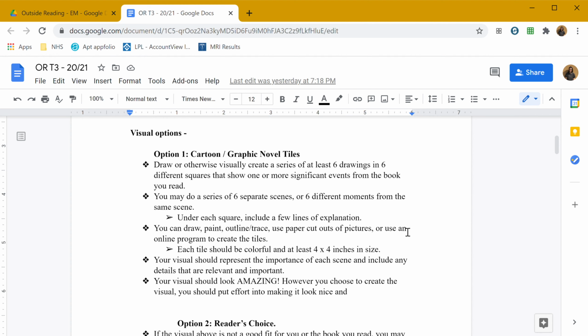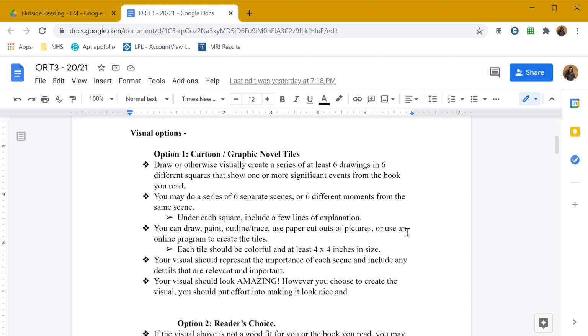Your job, if you choose to do this visual option, would be to draw or otherwise visually create a series of at least 6 drawings in 6 different squares to show one or more significant events from the book that you read. You could do a series of 6 different scenes. Maybe you take the 6 most important scenes and draw one picture of each. They'll be next to each other, and under each you would explain what's happening in the scene.